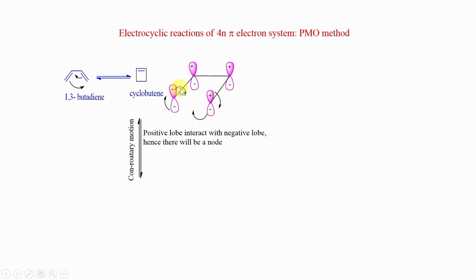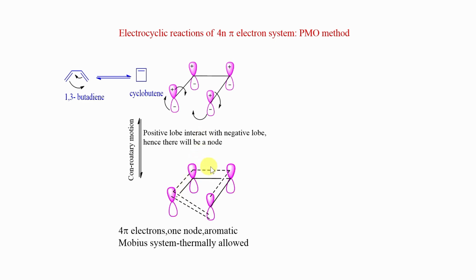And if the ring closure takes place via conrotatory fashion, the atomic orbital or p orbital of each of the terminal carbon atoms has to rotate in the same direction. Thereby, the positive lobe will interact with the negative lobe of the terminal carbon atoms, and hence there will be a node, because the positive lobe of this atomic orbital will interact with the negative lobe of this terminal carbon atom if the rotation is conrotation. Thereby, we will get a transition state with an array of atomic orbitals containing a node.